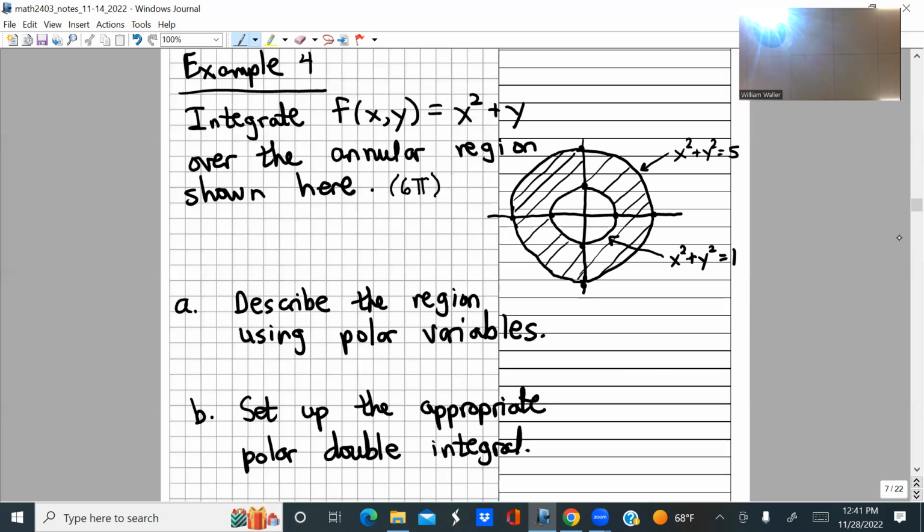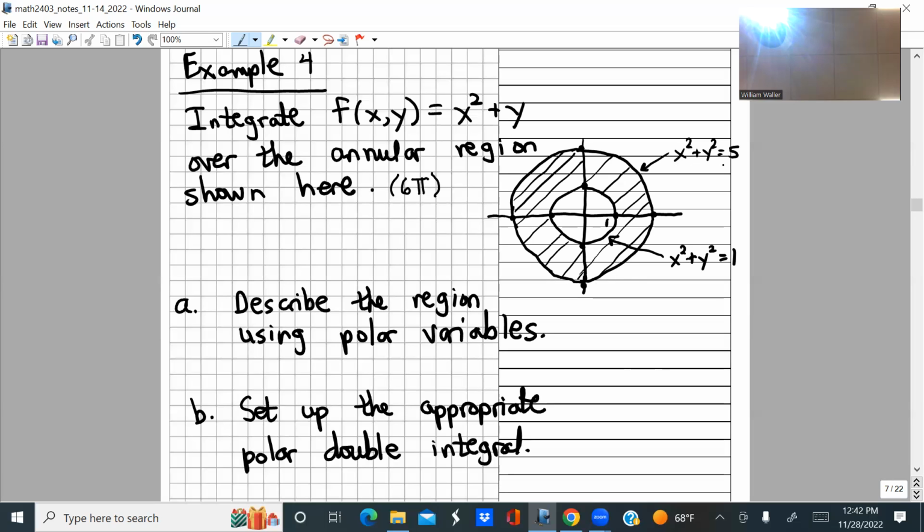So let's see if we can describe this region using polar variables. This inner circle has the equation x squared plus y squared equals 1. And this outer circle has the equation x squared plus y squared equals 5. This thing is not drawn to very good scale. That means this point is going to be 1 on the x-axis. And what is this point going to be on the x-axis? What's the radius of this outer circle?